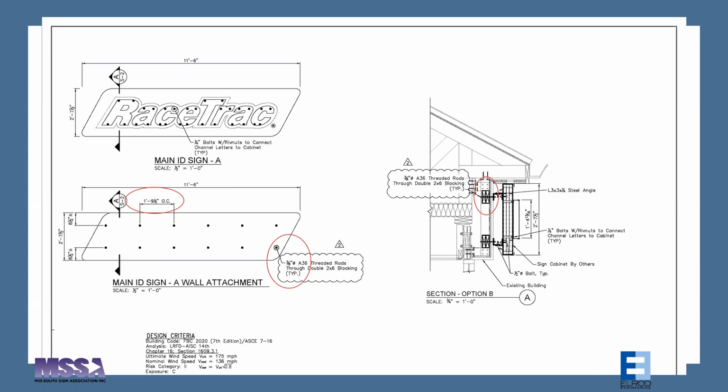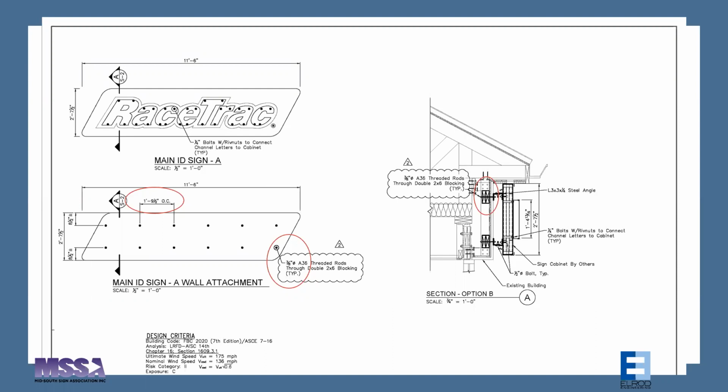We specify a typical spacing between attachment points, evenly distributing the load. Does it have to be exactly 1 foot 9.5 inches on center? No, it can vary a little bit, but those attachments are evenly distributing the load of the sign to the wall, and that's the way it should be applied.